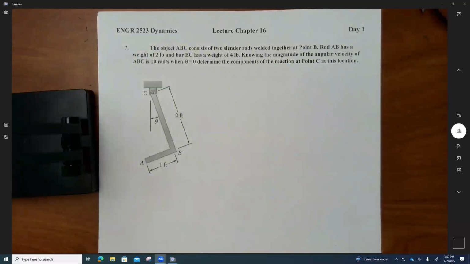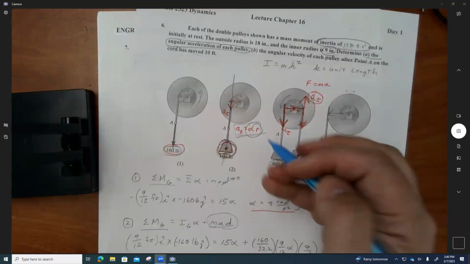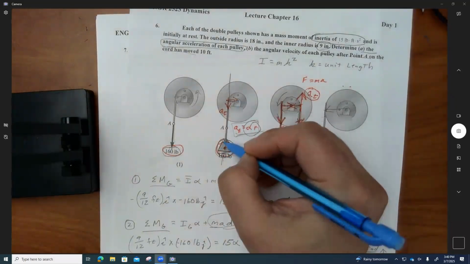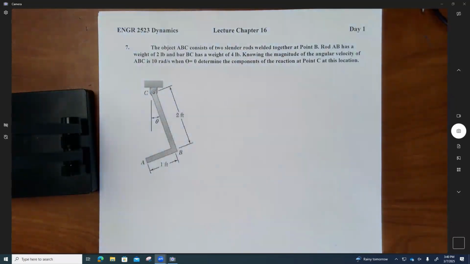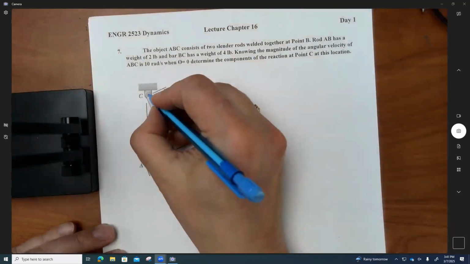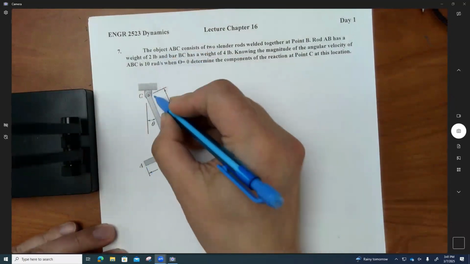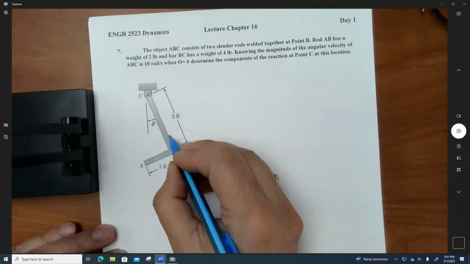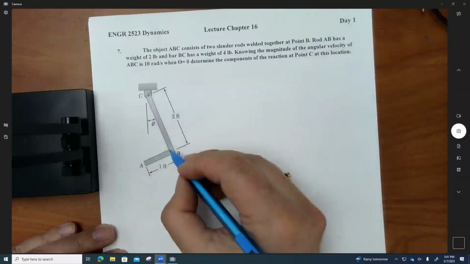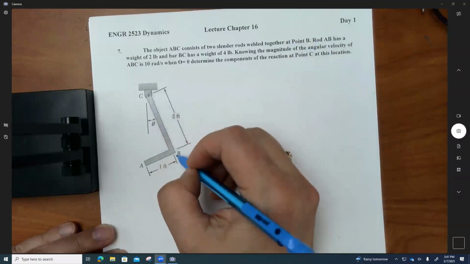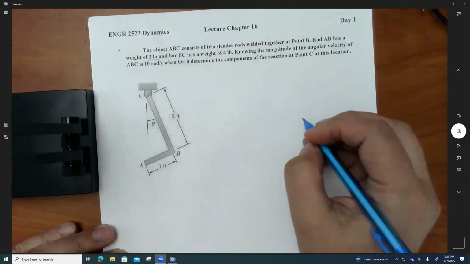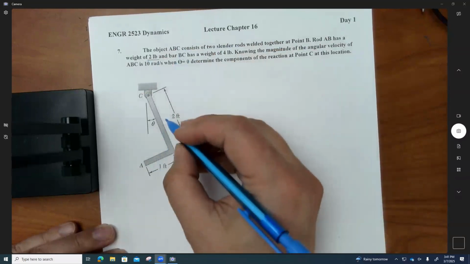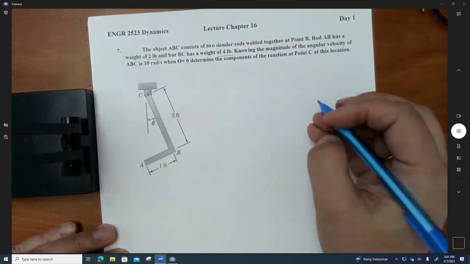Right, this problem builds on the last set of problems we saw where we studied the acceleration of a mass that is away from the center and how that affects it. This time we're looking at an object A, B, C. It consists of two slender rods welded together at point B. Rod AB has a weight of 2 pounds, and bar BC has a weight of 4 pounds.